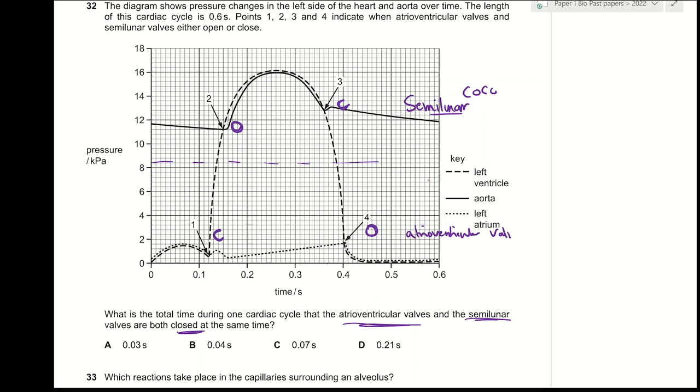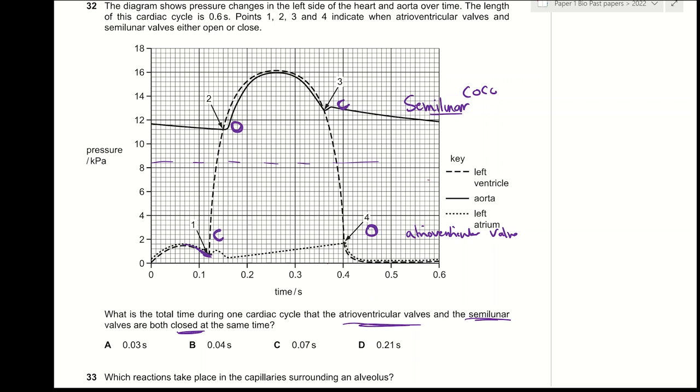This is how to interpret any graph that looks like this. Now, why did I say close, open here? As we could see, for the atrioventricular valve, at 1 is closed. The reason for this is because here, there is the left atrium, the line for the left atrium. As you could see, the line for the left atrium is decreasing. Therefore, this means that the atrium pressure is decreasing. If the atrial pressure is decreasing, this means that it can no longer move or push the atrioventricular valve open.